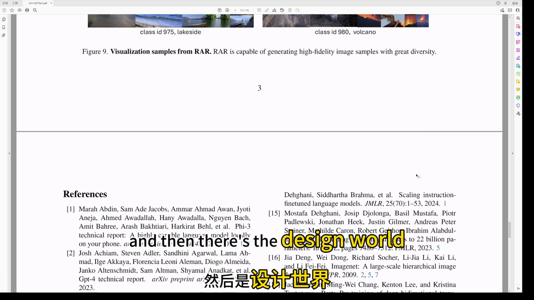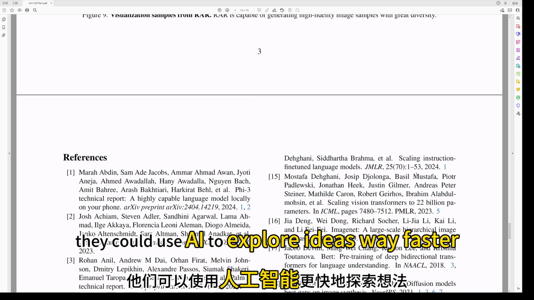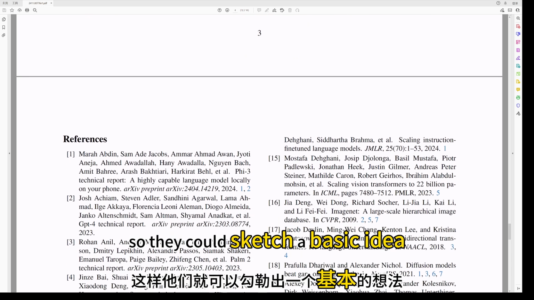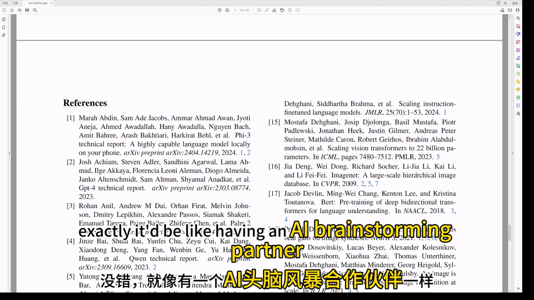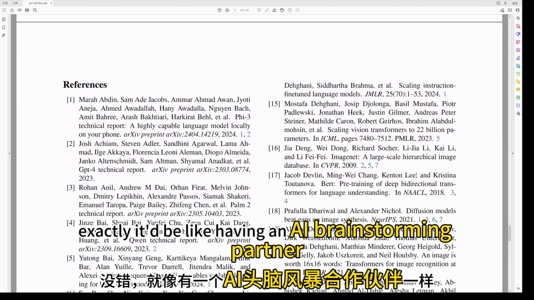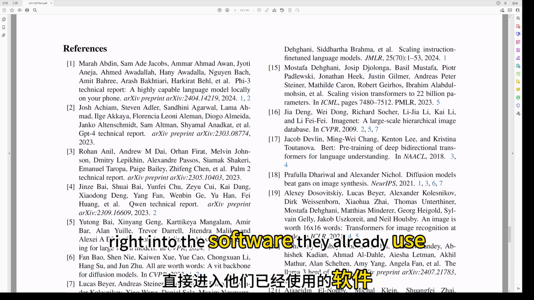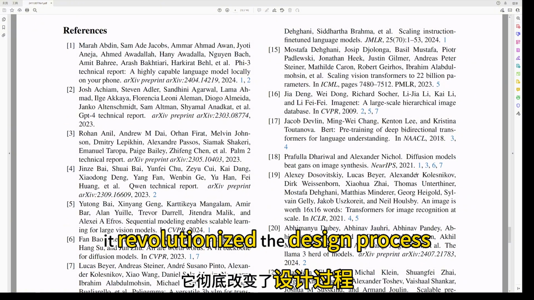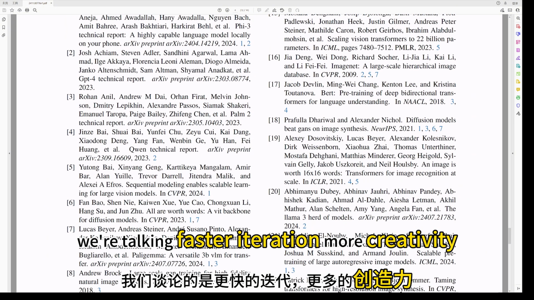And then there's the design world. Architects, product designers, fashion designers, they could use AI to explore ideas way faster. So they could sketch a basic idea and the AI would generate all these variations. Exactly. It'd be like having an AI brainstorming partner. And because RAR is so efficient, these tools could be built right into the software they already use. It'd revolutionize the design process. It would. We're talking faster iteration, more creativity, the whole shebang.